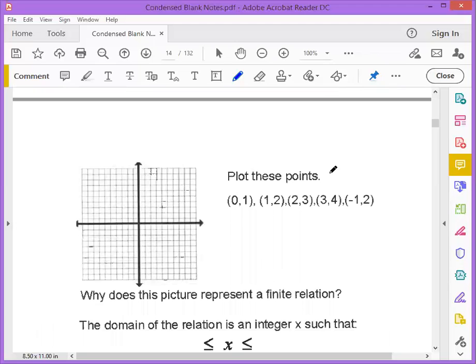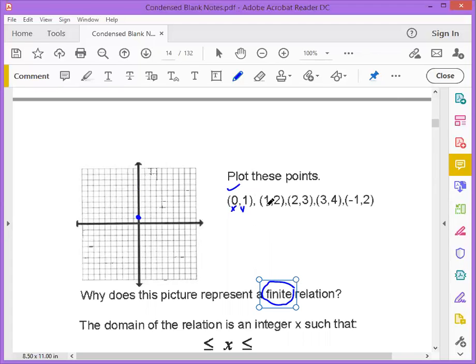All right, we want to plot these points, and we want to know if this picture represents a finite relationship, meaning that we can count the values we see, or if there's infinitely many points and we can't figure out how many they are. So our first ordered pair is 0, 1. Remember, all of these ordered pairs will have an x and a y coordinate. So 0 on the x-axis, 1 on the y-axis will be right here. We're done with this point.